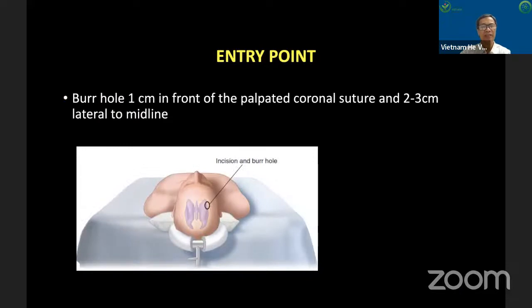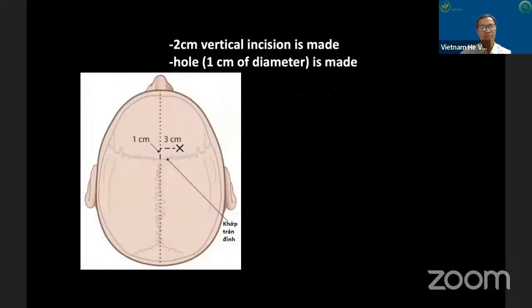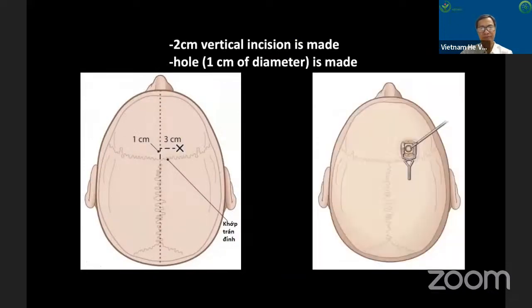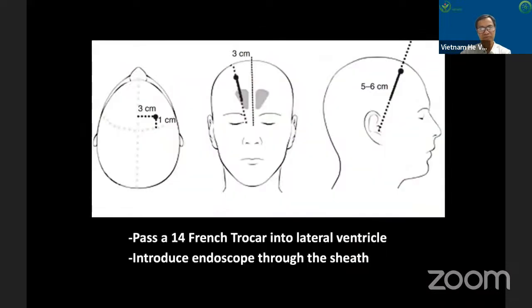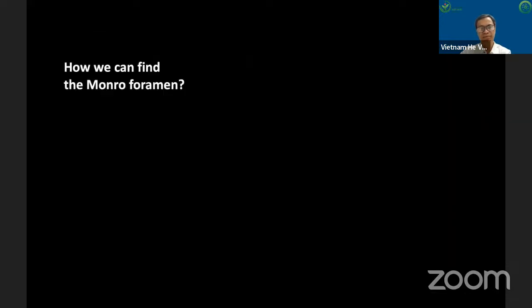The entry point, it's easy to find the entry point. Make a burr hole 1 centimeter in front of the coronal suture and 2 or 3 centimeters lateral to the midline. Yeah, this is the entry point. Make an incision, make a hole, and open the dura mater, and we pass the 14 French trocar into the lateral ventricle and introduce the endoscope.